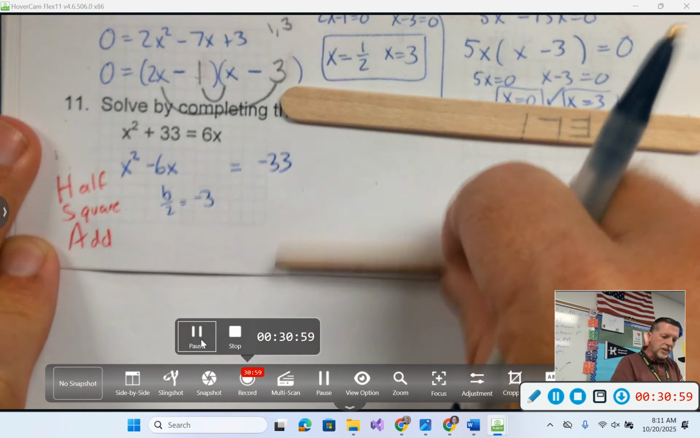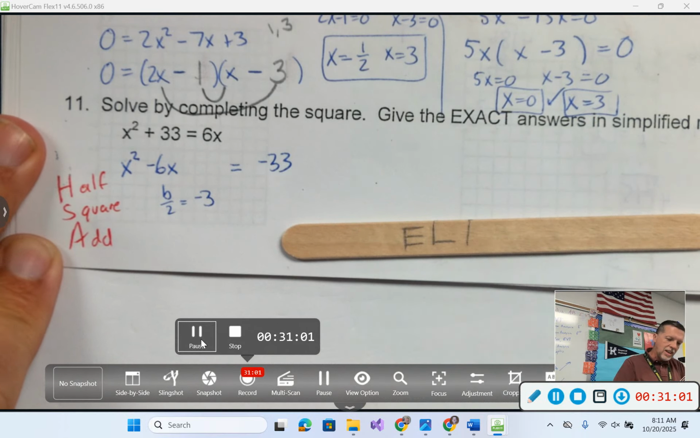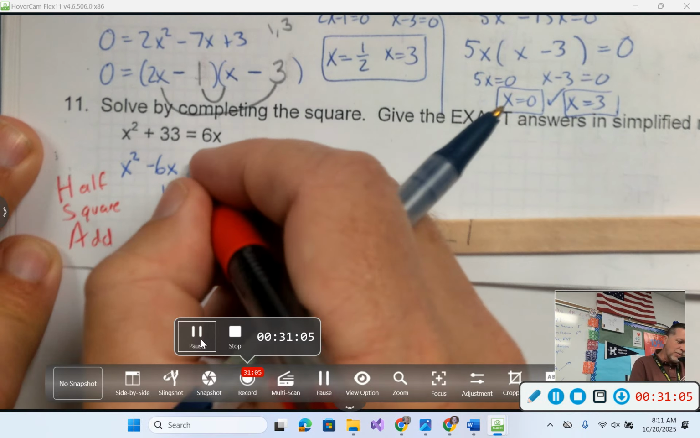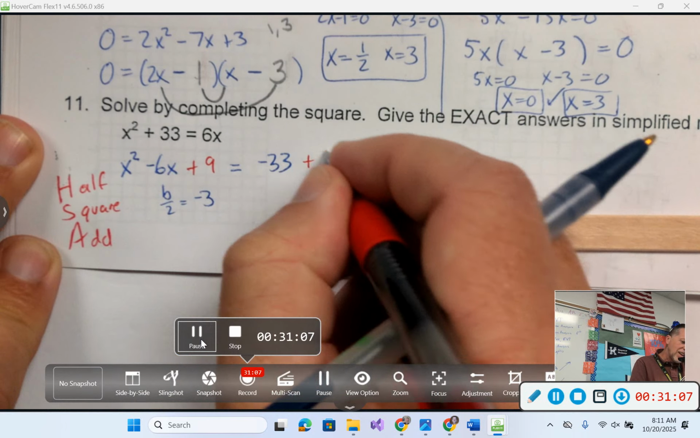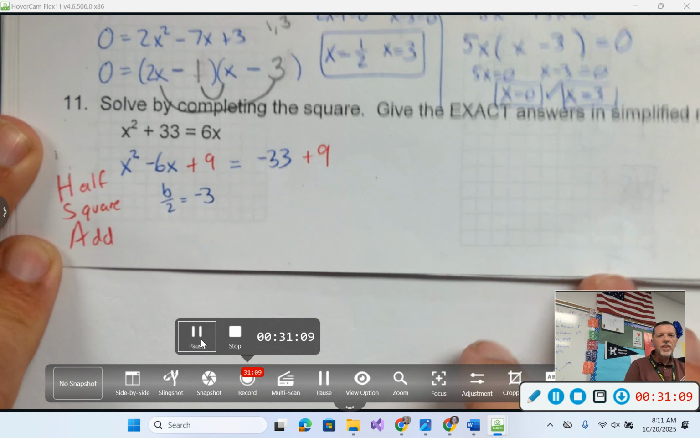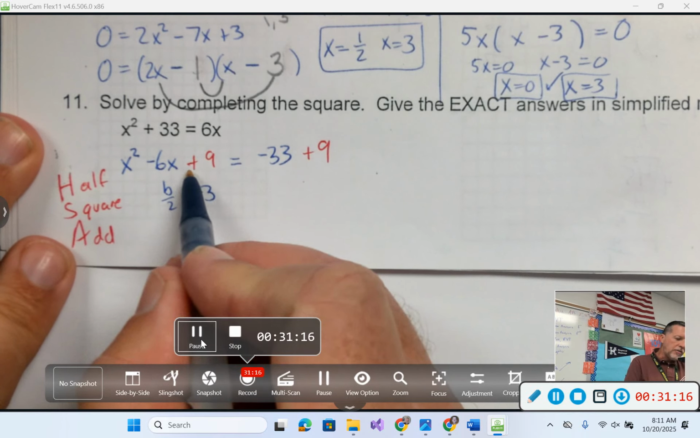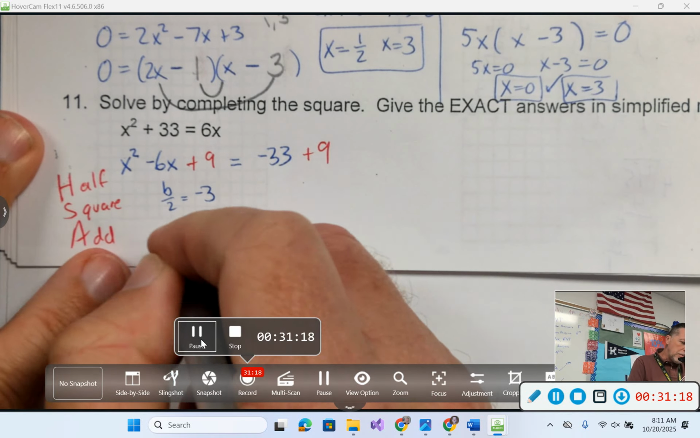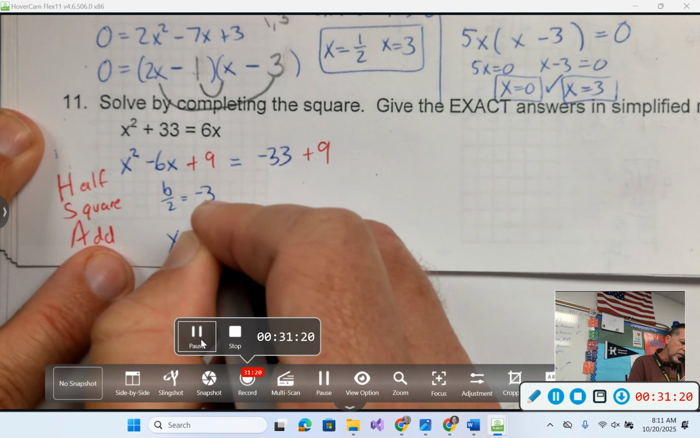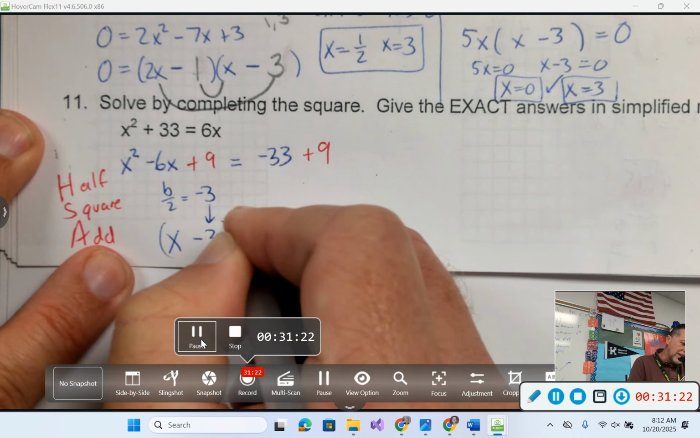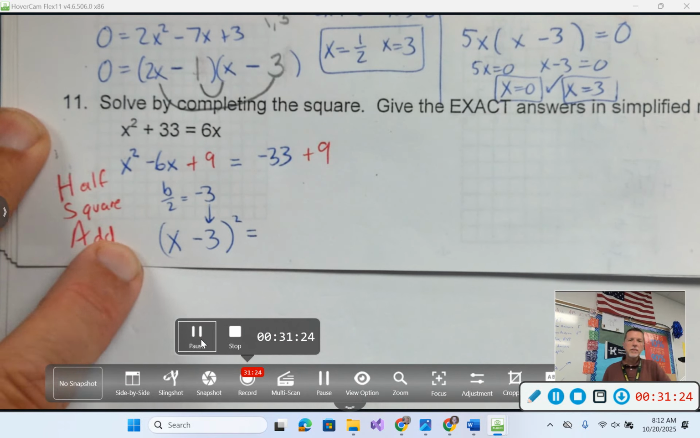Eli, what do I do with the 9? Add it to both sides. So plus 9, plus 9. Okay, that's the half, square, add part. There's still more to go. I need to factor the left, but as always, the factor is b over 2, so it's not a difficult factoring problem.